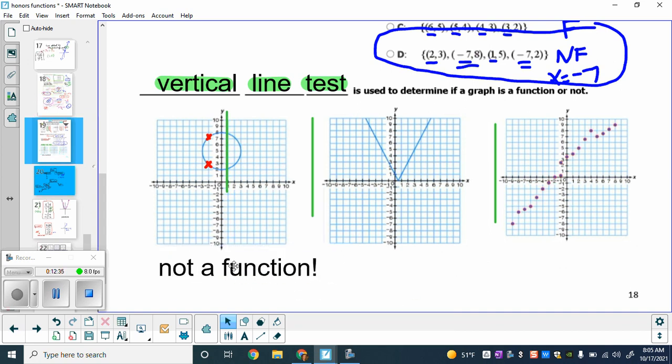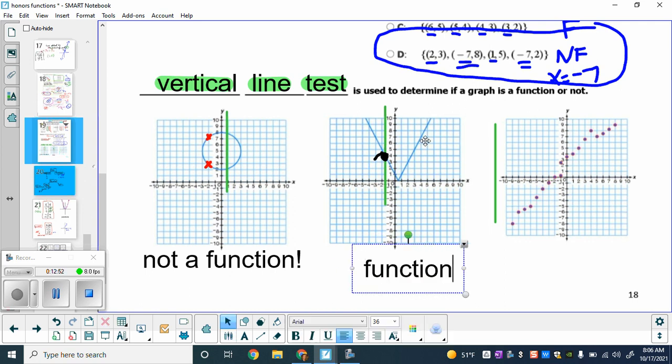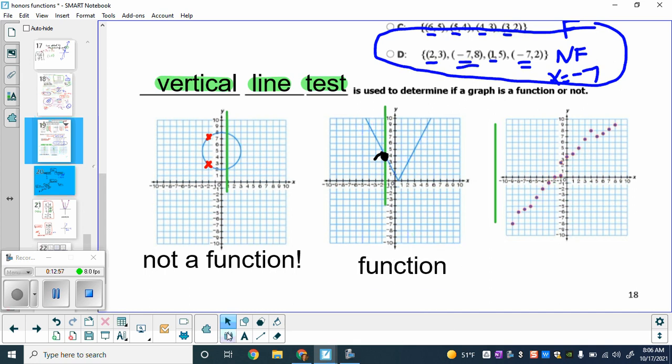Okay. Now let's take a look at the next one. No matter where I draw this, yep, see? It's only going to hit it once. Like, for example, right there, it only passes once. So this one is a function. And that's actually the V shape right there. That's actually for absolute value. If you take the absolute value of any number, it's positive, and if you take a negative number, its absolute value is also positive. So you'll explore absolute value equations next year.